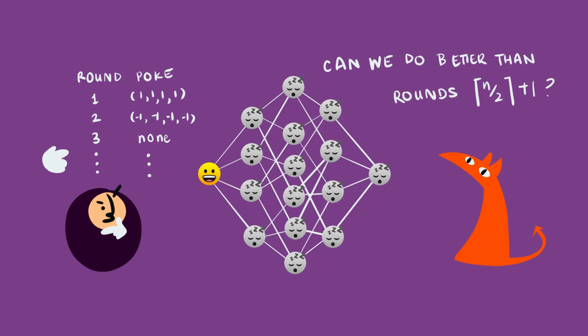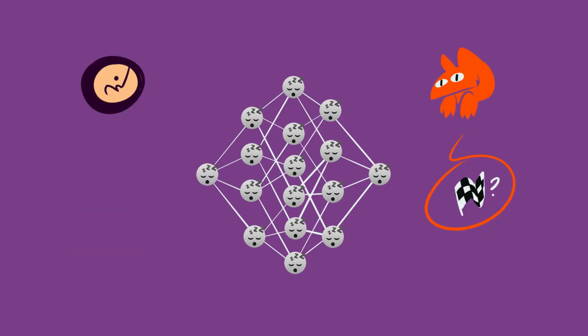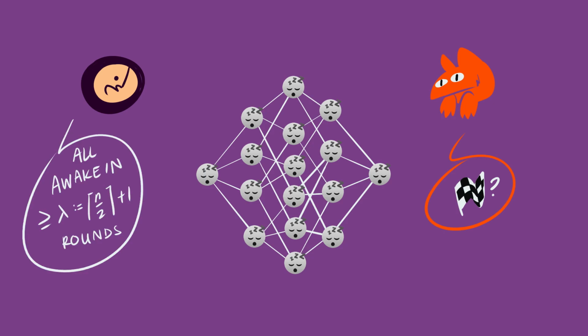But none of that helps? No! And to prove this, you will need my help. First, let us make sure the goal is clear. We want to show that lambda rounds are necessary.